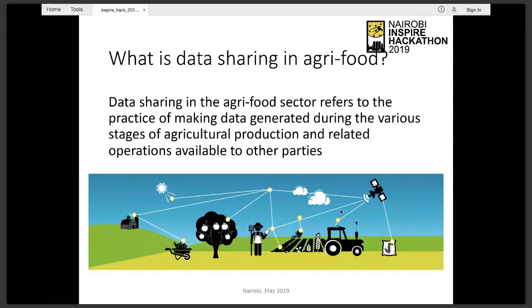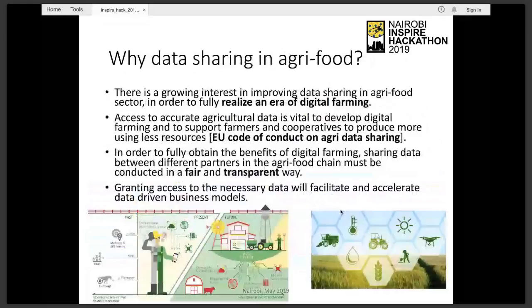So why is it important, or why are we talking about data sharing in agri-food? There is a growing interest in improving data sharing because this is the way that we can really fully realize an era of digital farming. Access to accurate agricultural data is vital to develop digital farming and to support farmers, cooperatives and other stakeholders in order to produce more with fewer resources. This is actually coming from the EU Code of Conduct on agri data sharing, so you can have an idea of how important this is.